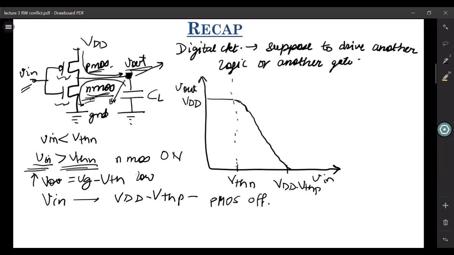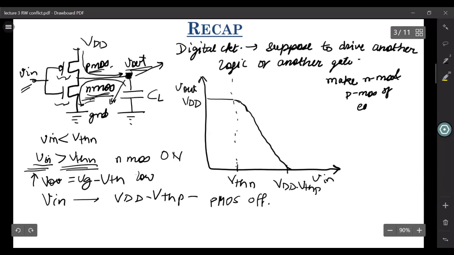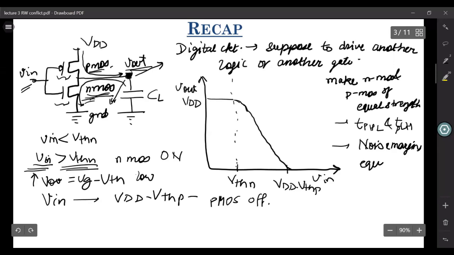So in general, what we do is we try to make your NMOS and PMOS of equal strength. So why do we do that? We do that first so that we have equal TPHL and equal TPLH. And second reason is we want to have our noise margins equal and high.